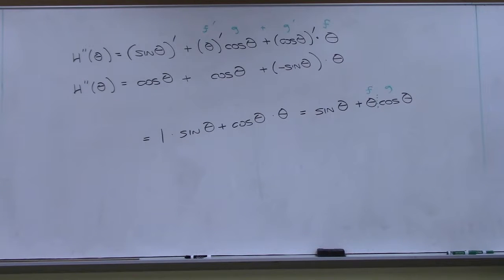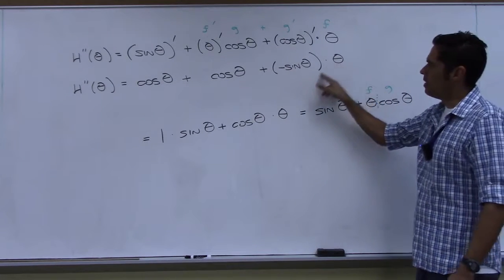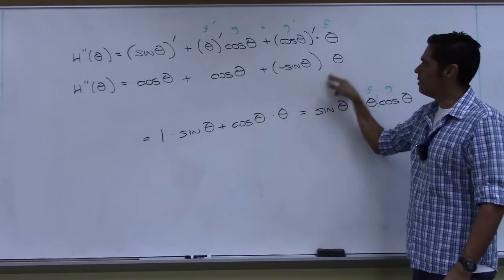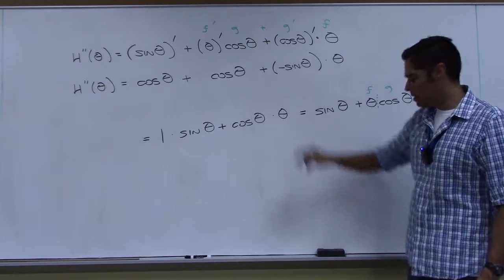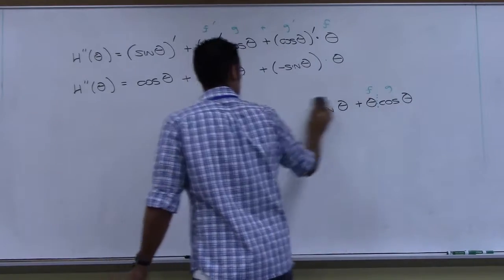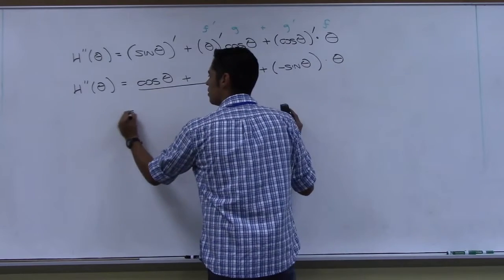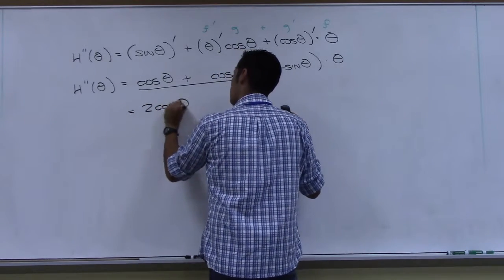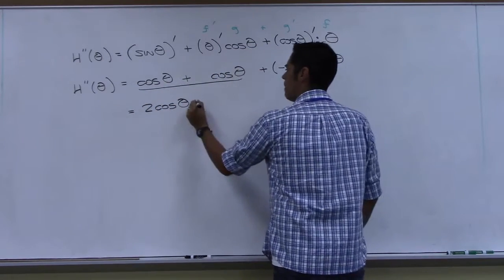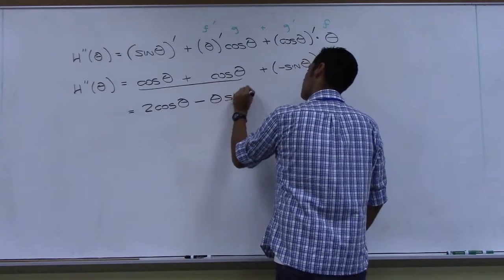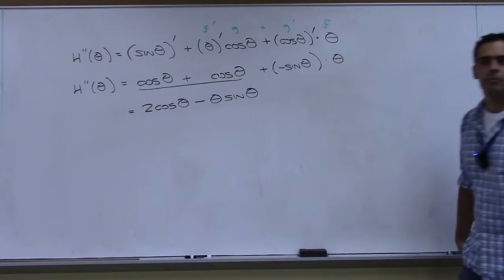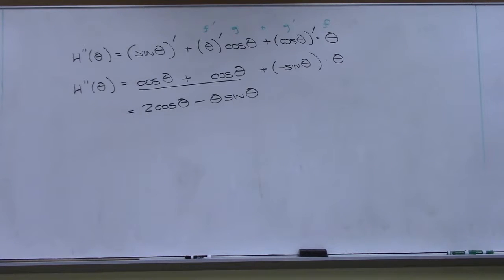Anything else I can do? How about that theta in front here? That theta right there in front, and then make this a minus. Also, can I put these together? Yes. This is 2 cosine theta, right, minus theta sine theta. Any questions? We good?